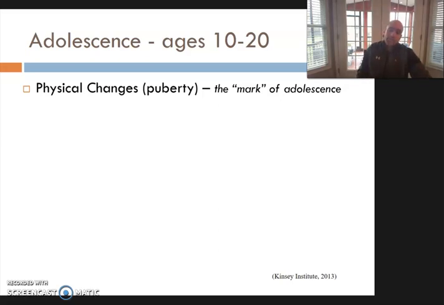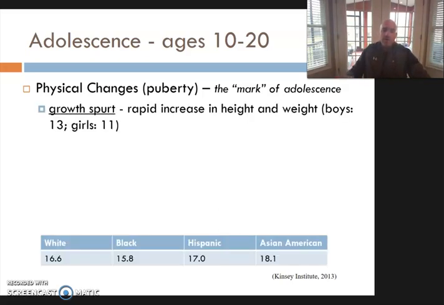We often call it puberty. The book is going to call it the mark of adolescence. When a person's body physically starts to change, that's the indicator that a child has now entered into the next stage of his or her development, adolescence. So, what does that mean more specifically? More specifically, that would mean things like a growth spurt.